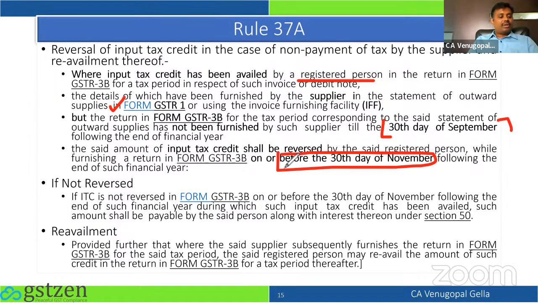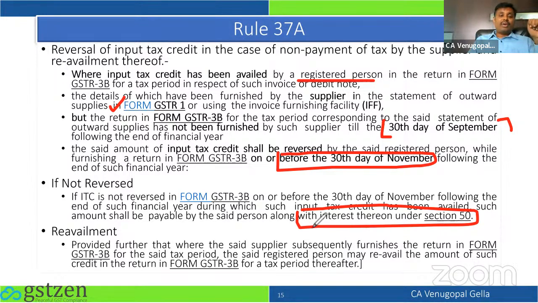What will happen if you don't reverse? They're saying in case you don't reverse it on or before 30th November, then you will have to pay along with the interest thereon. You have to pay interest. You have to reverse later and pay interest thereon. From when? From the time you have availed the credit.